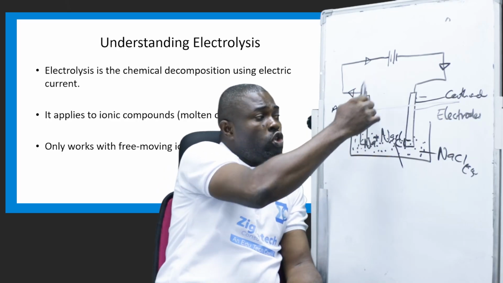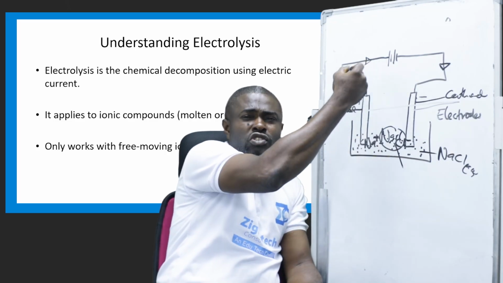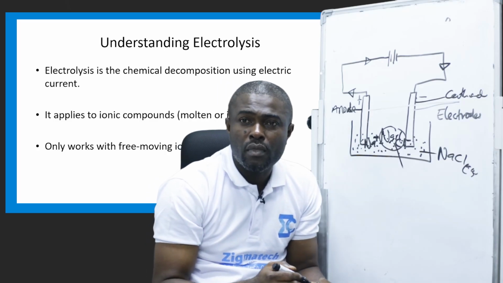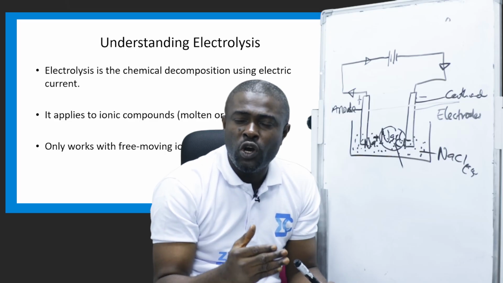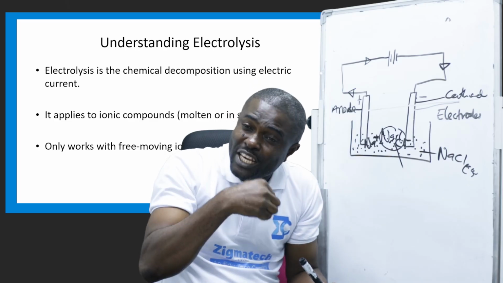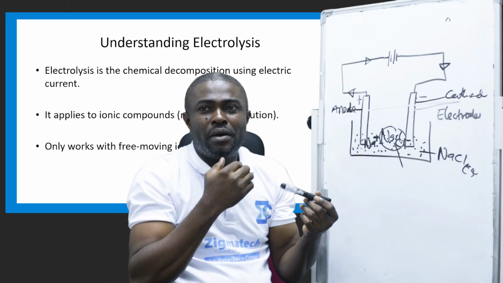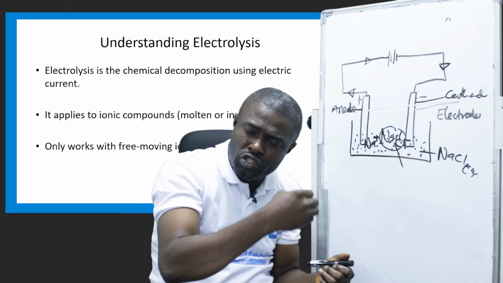So this chemical decomposition of this compound, because of the passage of electric current, is called electrolysis. Electrolysis is the chemical decomposition of what? Ionic compound, in brackets, electrolyte, by the passage of electric current, or using electric what? Current.